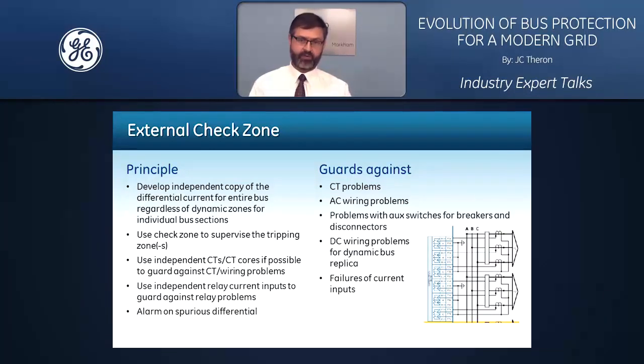And this would safeguard against CT problems, wiring problems associated with the CTs, and problems with the auxiliary switches for the breakers and the disconnects. It would also guard against the DC wiring problem for the dynamic bus replica associated with the isolators and isolator monitoring, and also safeguard against failure of the current inputs of the relay.